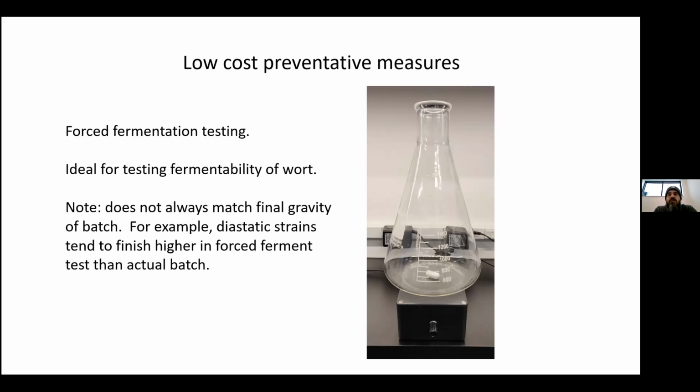So again, don't be alarmed if your actual fermentation finishes considerably lower or slightly higher. I don't think forced fermentations are great at telling you exactly where something should finish, but they are good and helpful at testing fermentability and just determining if you have a major fermentability problem. You actually were mashing at 170 and you thought you were mashing at 156, something like that.